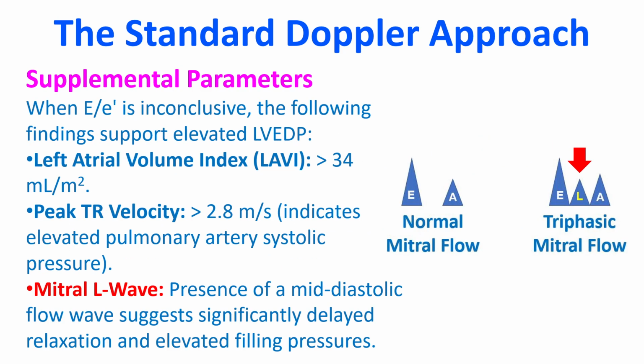When E by E prime is inconclusive, the following findings support elevated LVEDP. Left atrial volume index, LAVI, more than 34 ml per square meter. Peak TR velocity more than 2.8 meter per second indicates elevated pulmonary artery systolic pressure. Mitral L wave, the presence of a mid-diastolic flow wave, suggests significantly delayed relaxation and elevated filling pressures.